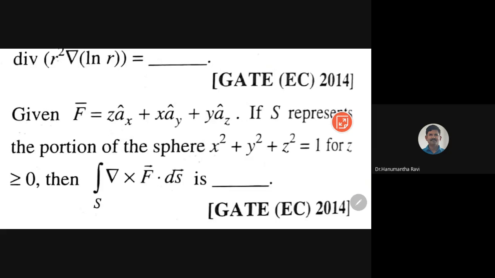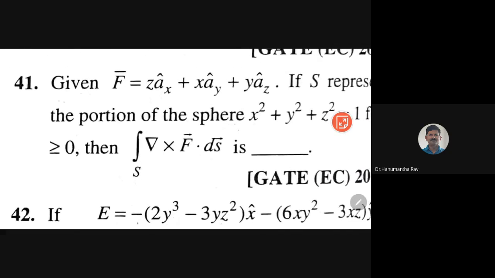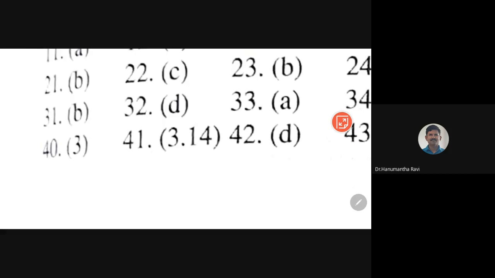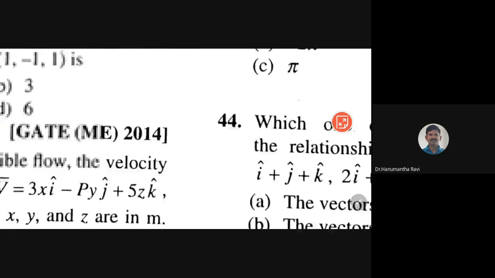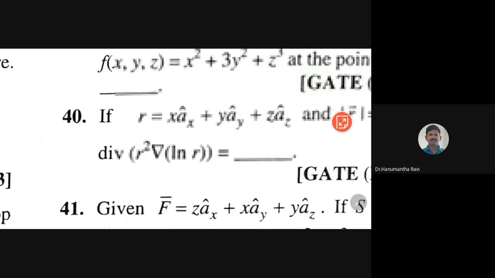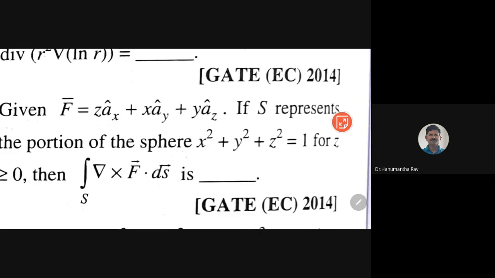So for this one, the answer for 41 is 0. We are using the divergence theorem, and the divergence of f bar is becoming 0 here.